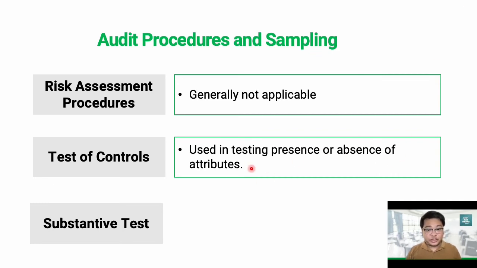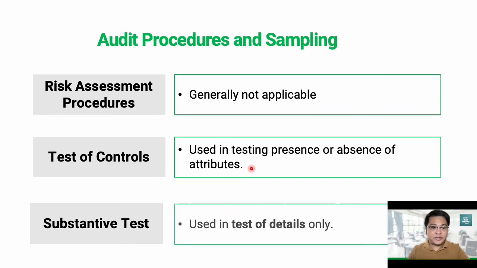We use it in testing the presence or absence of attributes. This is the one that I mentioned earlier. Let's say you want to test whether the credit department signed off a sales order. That is an example of an attribute of control. Another example: whether the accounts payable clerk has matched the amount per invoice per shipping document or receiving report. That is another attribute of control that we expect to exist in processing, let's say, accounts payable transactions.